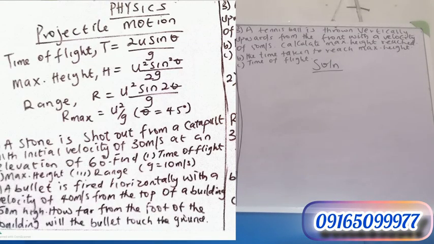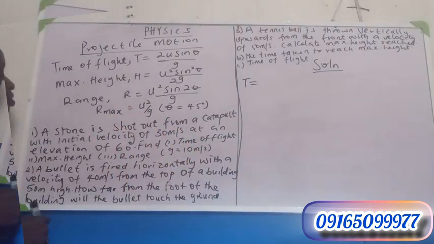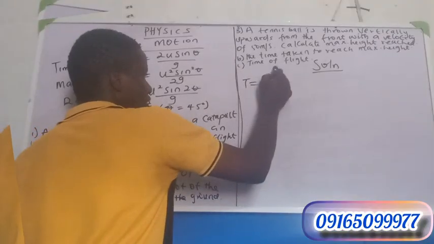Similarly, a stone is shot out from a catapult with an initial velocity of 30 meters per second at an elevation of 60 degrees. Find the time of flight. The first thing is to keep note of the formula for time of flight, which is what? 2u sine theta over g.